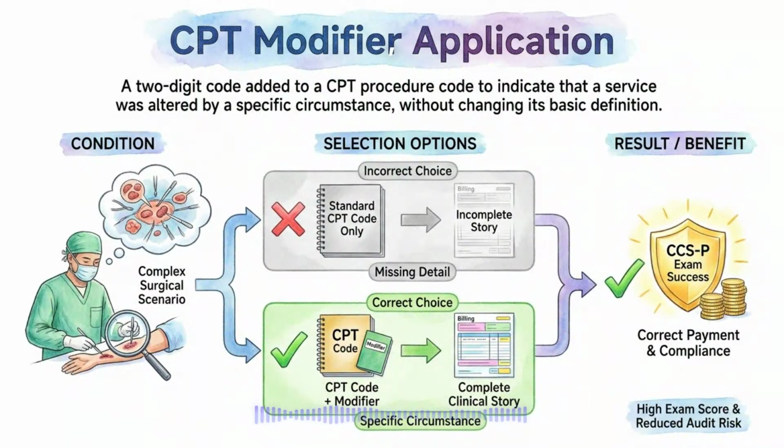Welcome back to the fourth section of our course, where we will tackle advanced procedural coding and the critical application of CPT modifiers. Now that you understand the basic structure of the CPT manual, we need to explore how to code complex surgical scenarios and apply modifiers to tell the complete clinical story.